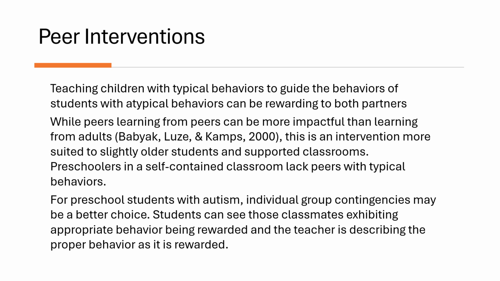Peer interventions. Teaching children with typical behaviors to guide the behaviors of students with atypical behaviors can be rewarding to both partners. While peers learning from peers can be more impactful than learning from adults, this is an intervention more suited to slightly older students and supported classrooms. Preschoolers in a self-contained classroom lack peers with typical behaviors. For preschool students with autism, individual group contingencies may be a better choice. Students can see those classmates exhibiting appropriate behavior being rewarded, and the teacher is describing the proper behavior as it is rewarded.